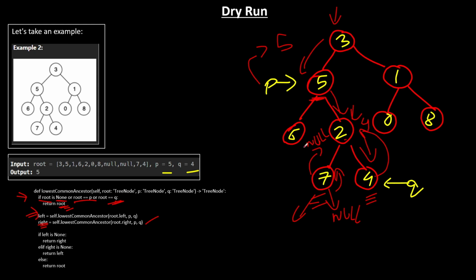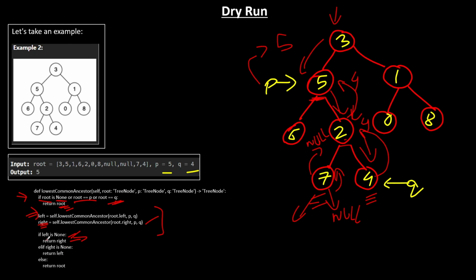Now the recursion goes back. Now it is in 2. Okay. Now it checks that left is none in our case, so we will return right. So this node returns right, which is 4. Okay. Now we come back to this particular call. This was done for this particular call.